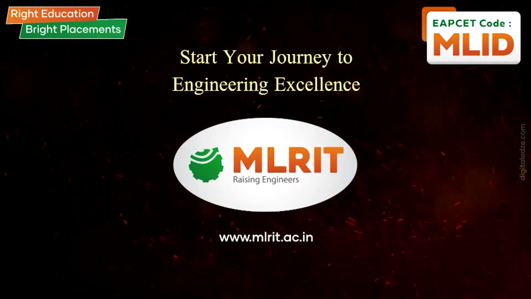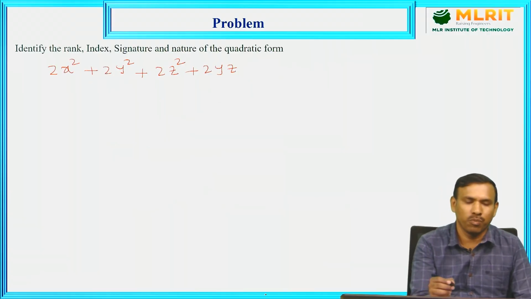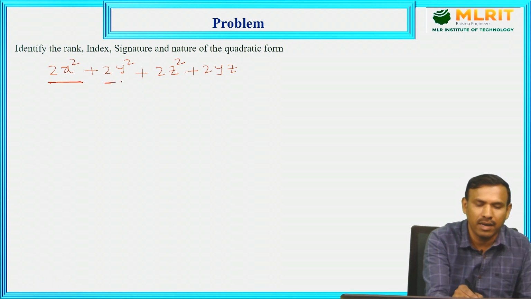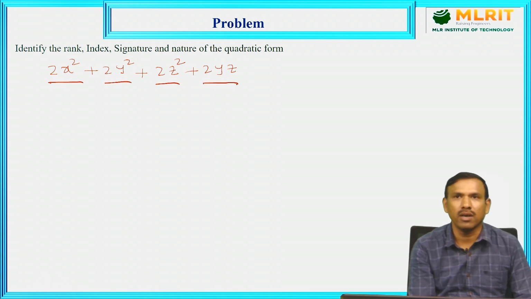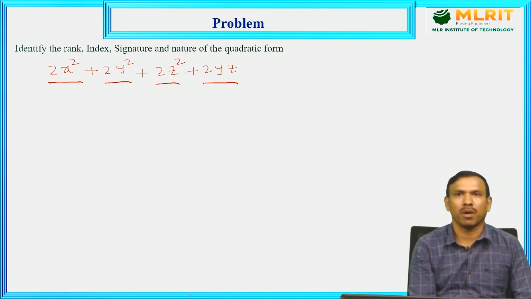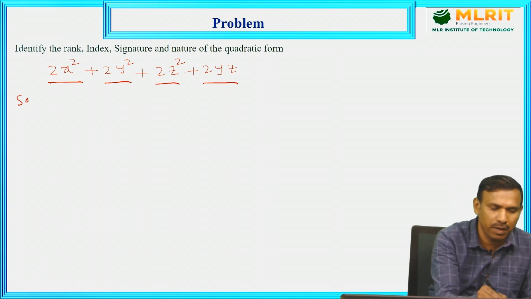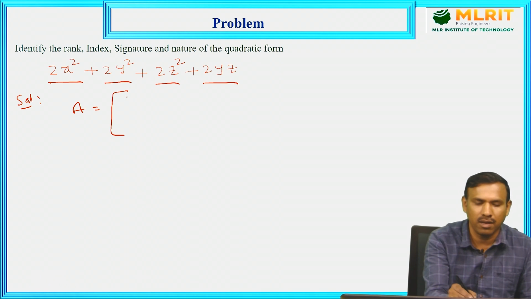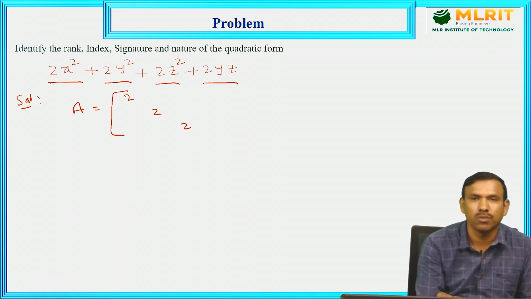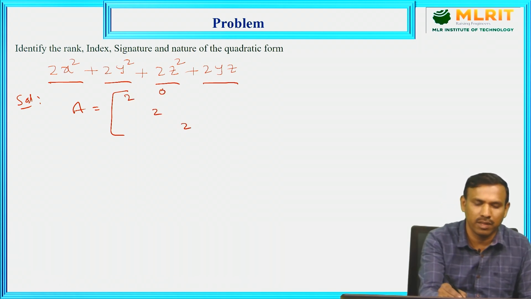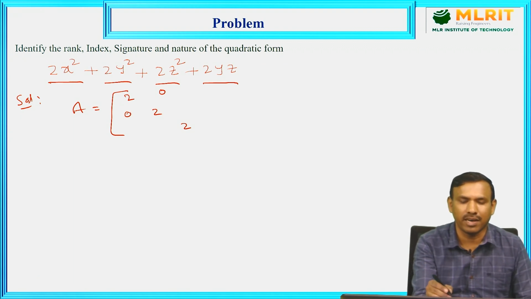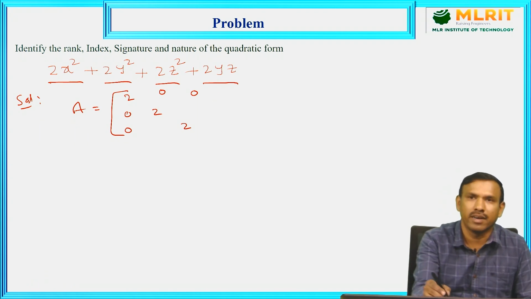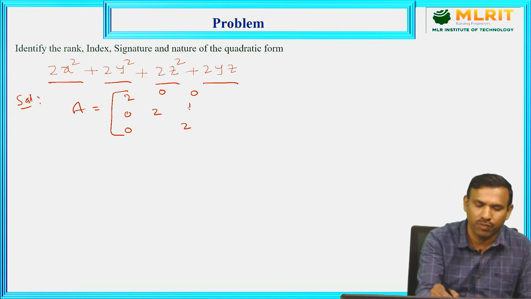Right. So, one more problem here I am giving. Identify the rank, index, signature and the nature of the quadratic form. In the previous problem we discussed very clearly how to change into a symmetric matrix. So here I am writing the symmetric matrix directly since we know the method. First write the square terms along the principal diagonal: 2, 2, 2. Next the product terms, here the xy term is not there, 0, 0. Xz not there, 0, 0. Next only yz, the second row third column, that is 2, coefficient 1, 1.